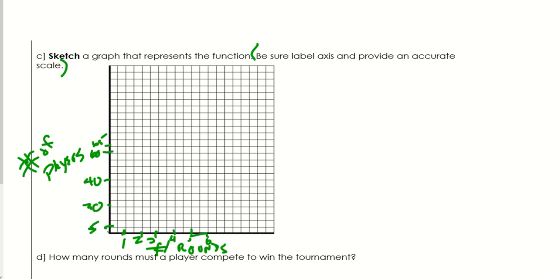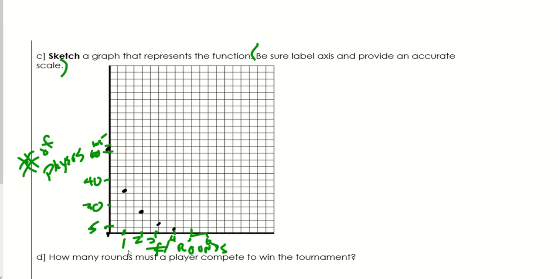And so at 0 rounds, I had 64 players. After 1 round, I had 32. After 2 rounds, I had 16. After 3 rounds, I had 8. After 4 rounds, I had 4. So that would be the graph.